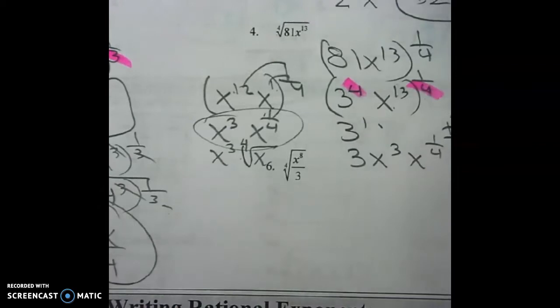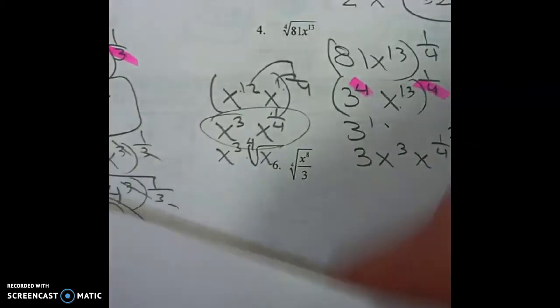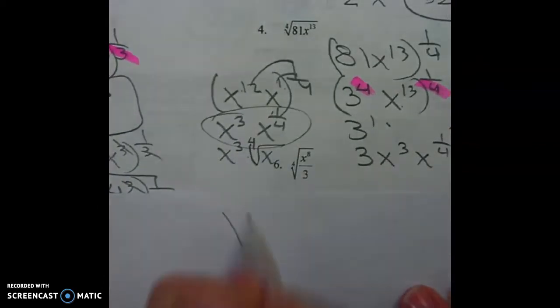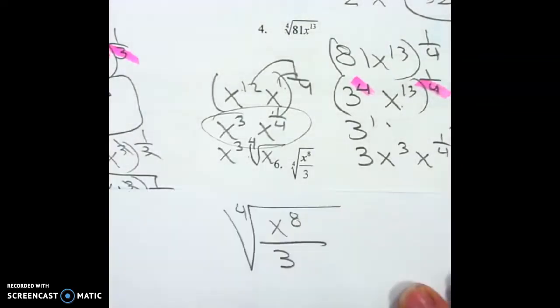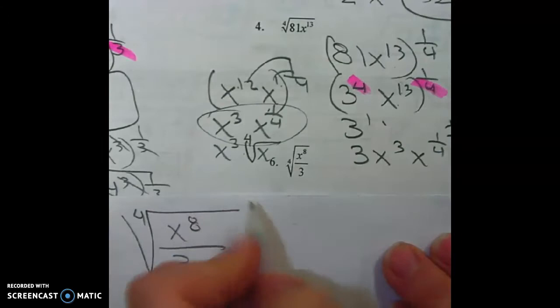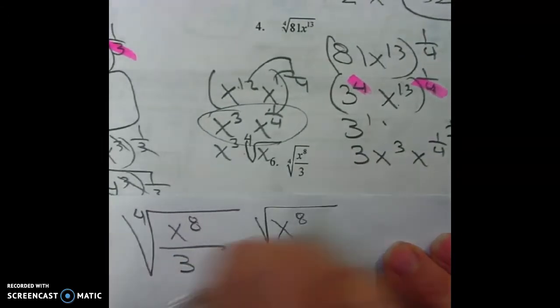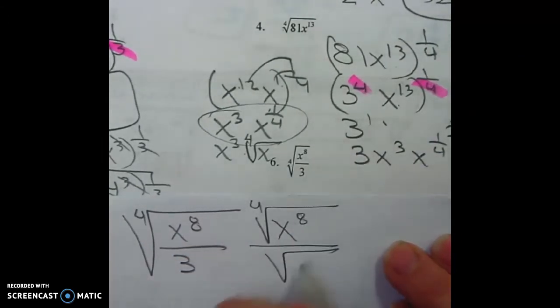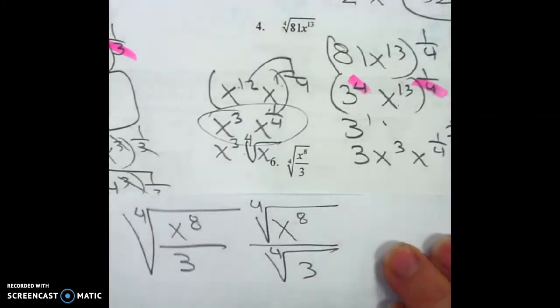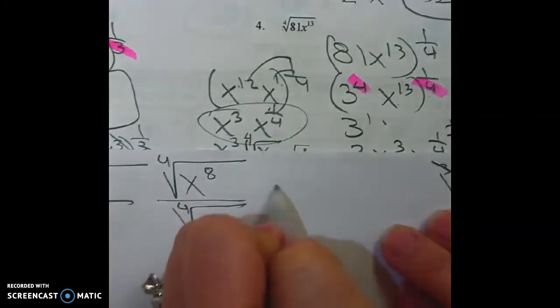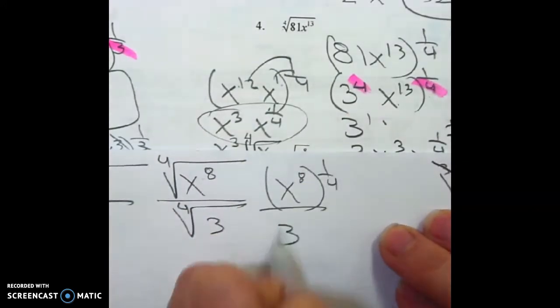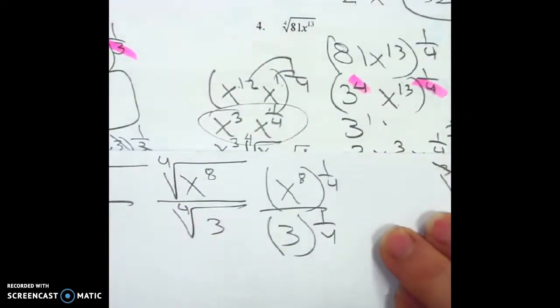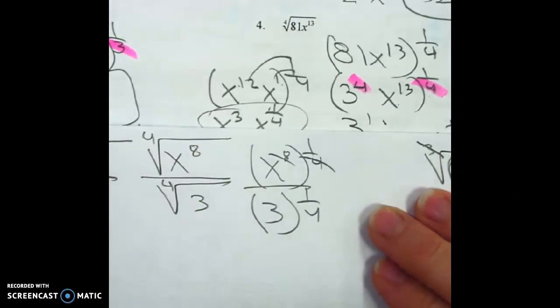This one, I didn't give you very much space, so I'm going to do it on a separate piece of paper, because this one's more difficult. From the beginning, this is very much like the previous problem. X to the 8th, 4th root, 3, 4th root. Then you change it to exponential form: x to the 8th to the 1/4, and 3 to the 1/4.